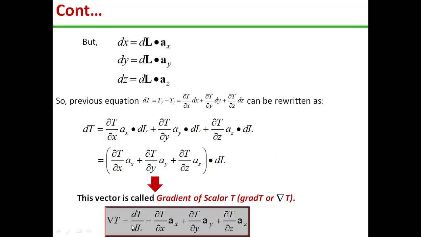So basically del T is equal to dT by dl, meaning temperature changing with the differential length, and it is equal to (∂T/∂x) ax plus (∂T/∂y) ay plus (∂T/∂z) az. This equation signifies the change in the temperature in x direction plus change in the temperature in y direction plus change in the temperature in z direction. So it can be represented as del T, that means gradient of temperature T.